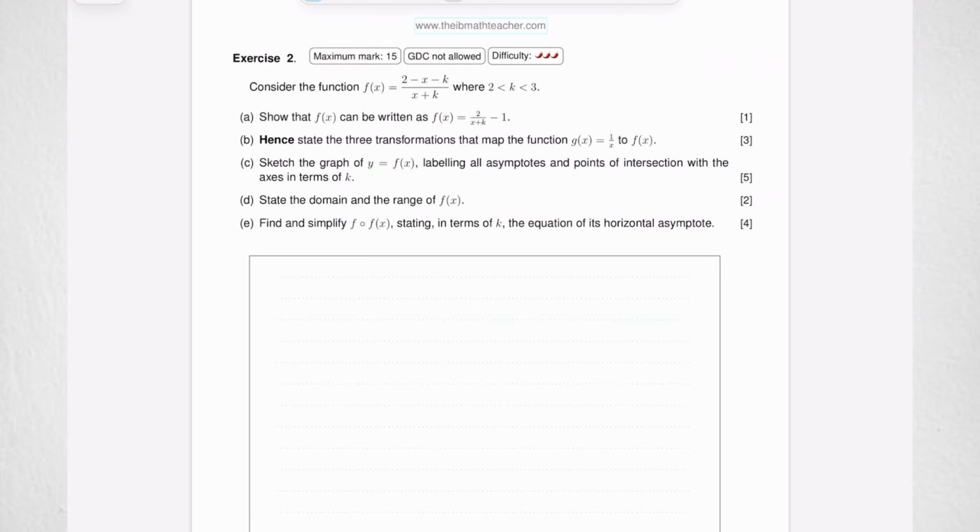All right, so in exercise number 2, we have a rational function. One of the things that makes this exercise a little bit more difficult is the fact that we do not know what k is. We only have its range. It's somewhere in between 2 and 3. And that makes for a slightly more challenging problem, especially when you're graphing this function. But let's take it step by step.